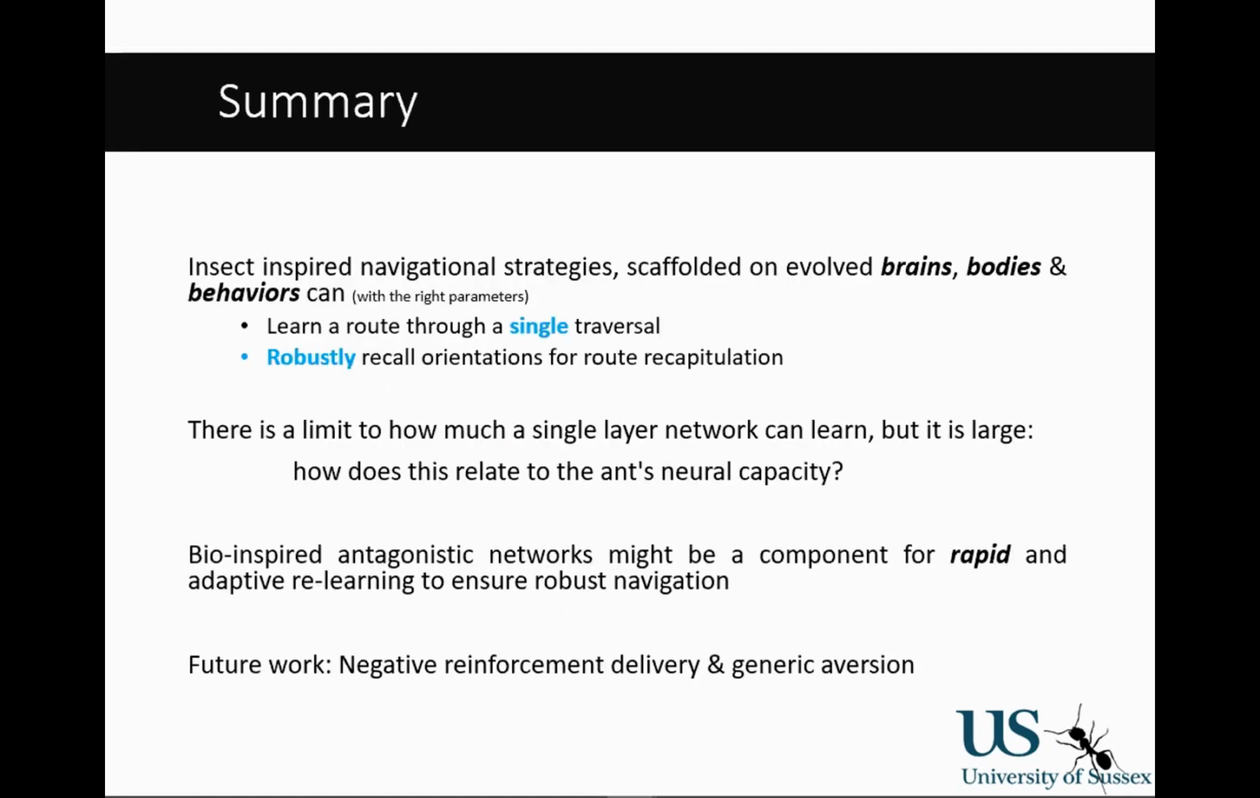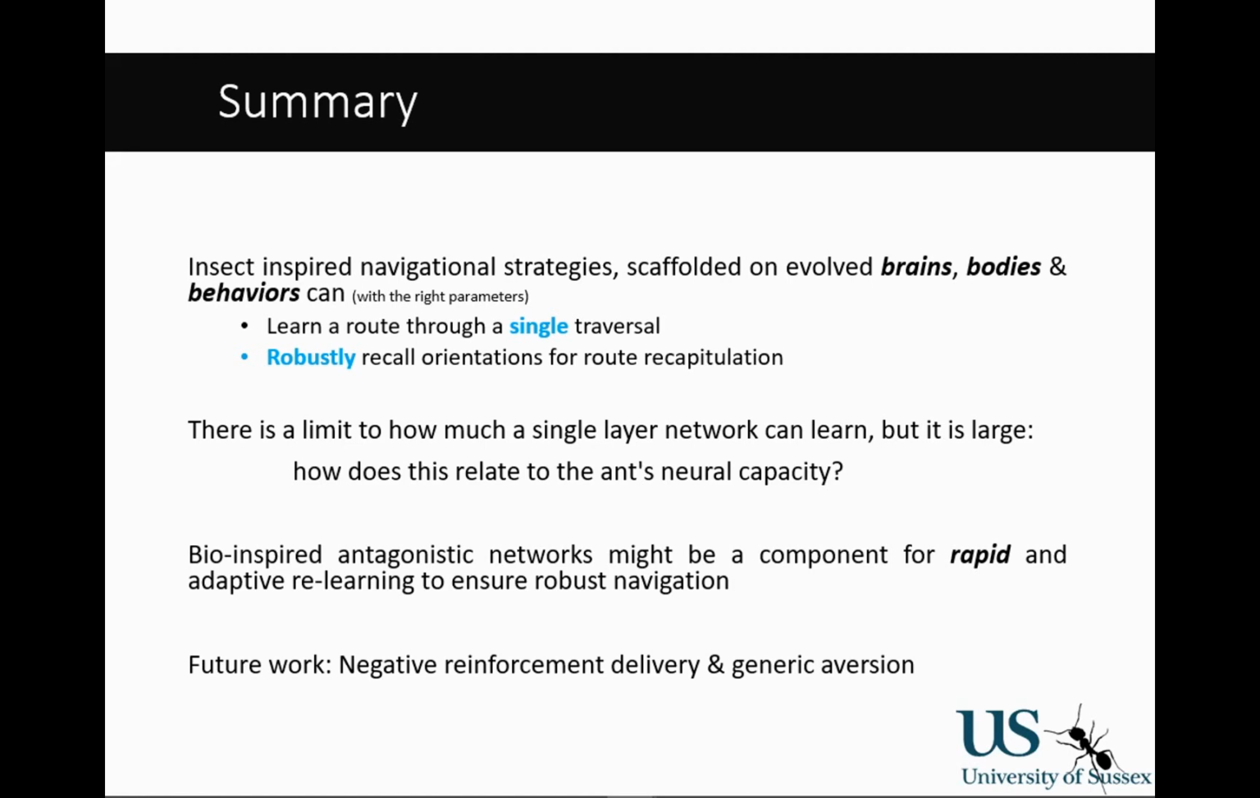So in summary, insect-inspired navigational strategies scaffolded on evolved brains, bodies, and behaviors can, with the right parameters, learn a route through a single traversal and robustly recall the orientations required for route recapitulation. There is a limit to how much a single layer network can learn. Not sure if these networks are quite large when it comes to considering the capacity of an ant's brain. Perhaps they are, and perhaps that's because, again, we're not considering all the tools in the toolkit, so we're not integrating the other sensory information. And bio-inspired networks, antagonistic networks, might be a component for ensuring rapid and adaptive relearning for robust navigation.